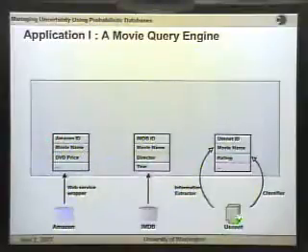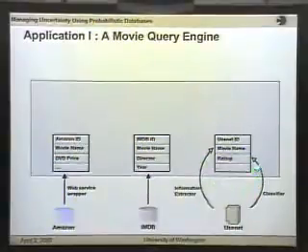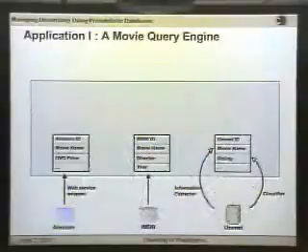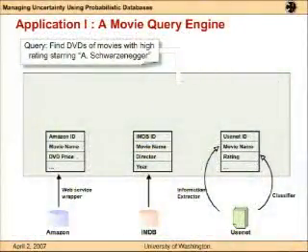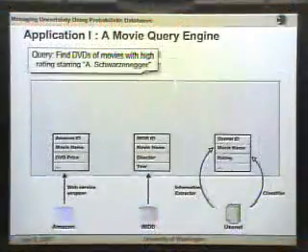With the newsgroup reviews, you have to do some more work. You have to use some kind of information extractor that extracts the names of the movies from the text. And then you have to use some kind of classifier that looks at the words in the text and tries to find the polarity of the review, whether it's a good review or a bad review. So you have all this data, you load it into the tables, and now you can write queries. For instance, you can say, find DVDs of movies which are highly rated by Arnold Schwarzenegger.